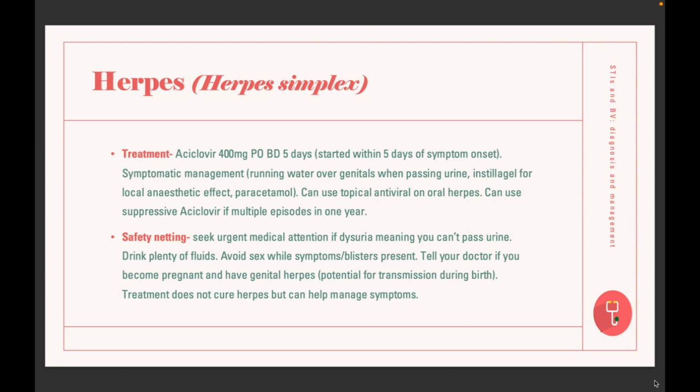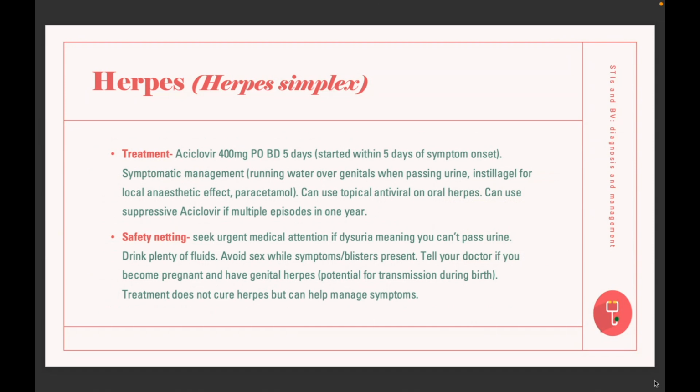Safety netting wise for these patients, they need to seek urgent medical attention if they get dysuria badly enough that they can't pass urine. That's an emergency and they will likely need a catheter. They need to drink plenty of fluids because the more concentrated your urine is, the more it's going to burn when it's coming out. They need to avoid sex while symptoms or blisters are present, and they need to tell their doctor, their GP or their midwife if they become pregnant and they have genital herpes, because there's a potential that they could transmit it during birth. Another thing to make patients aware of is that treatment is not going to cure their herpes, but it can help manage their symptoms.